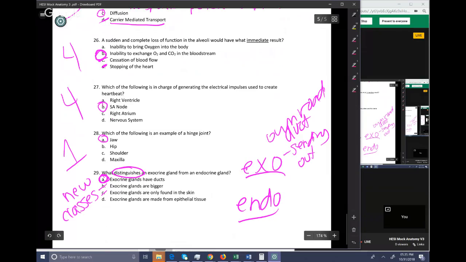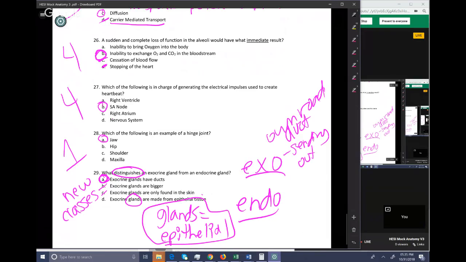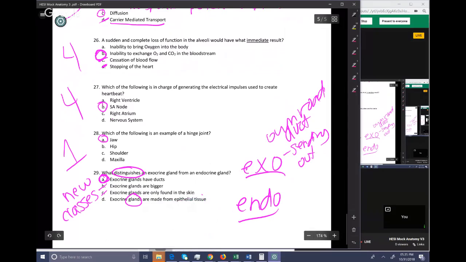from endo. Both exo and endo, because they are glands, are made of epithelial. So all glands are epithelial tissue. Hopefully you remember that from anatomy 1 because that's an important thing. Glands do secretion. Anything that secretes or excretes or filters or absorbs is epithelial tissue. So glands are always going to be epithelial, but that could cover endo or exo.